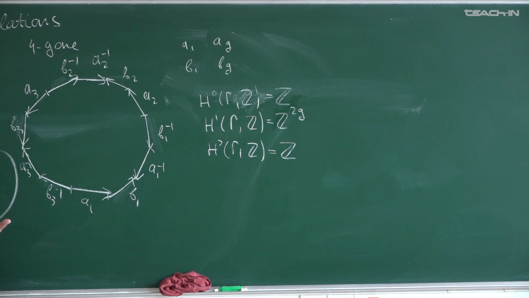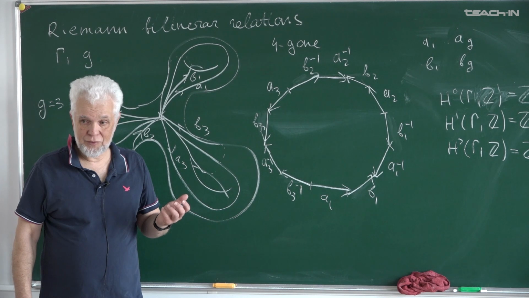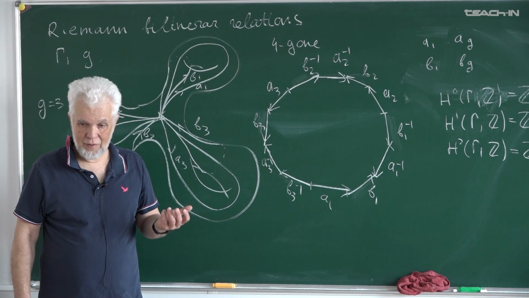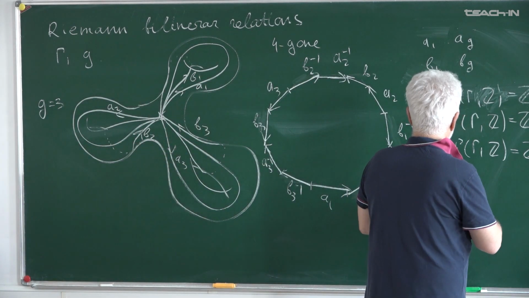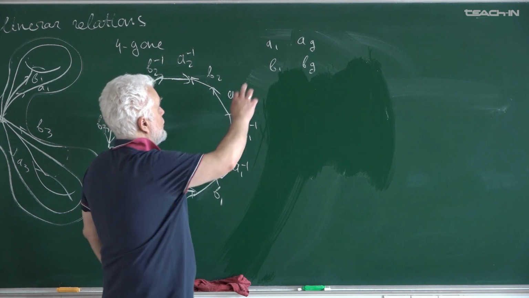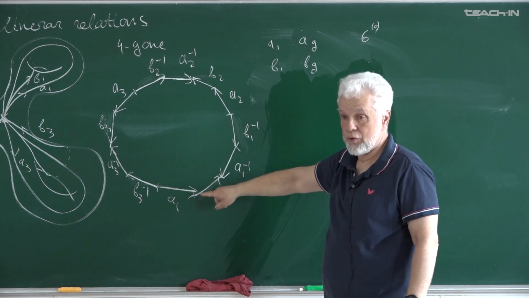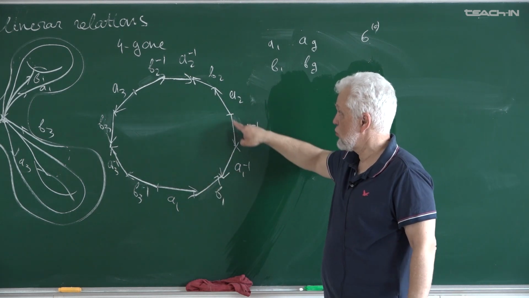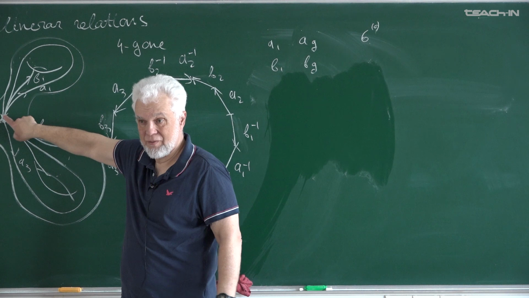Okay, but first of all, you see that you have a cell decomposition. You have one point, 2g one-dimensional cells, and one two-dimensional cell. You see. So you have a complex with the following set of generators. Okay, let me write. We have a zero-dimensional cell. It's a point. You see, of course, you have 4g points here, but they are all glued. In fact, it's one point on the Riemann surface.